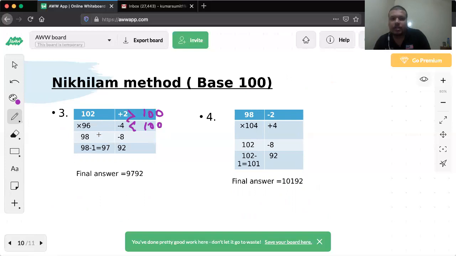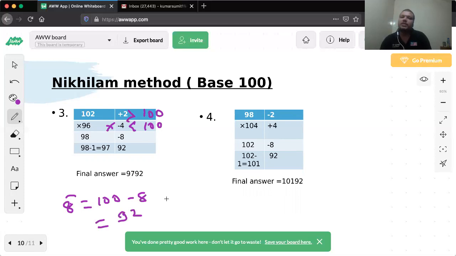Fine. Plus 2 into minus 4 is what, guys? Minus 8. Keep the remainder sign. 100, again we cross: 102 minus 4 is 98, and 96 plus 2 is 98. Now 8 complement. 8 complement is what, guys? 100 minus 8 equal to 92.